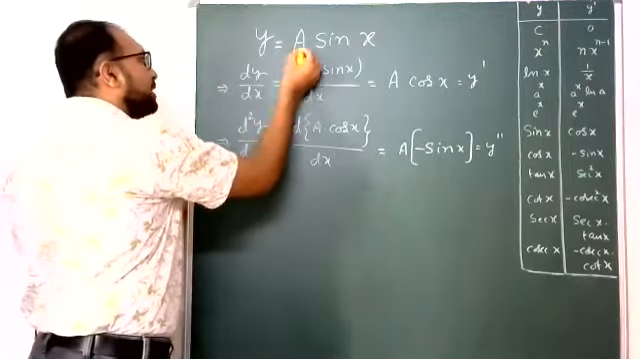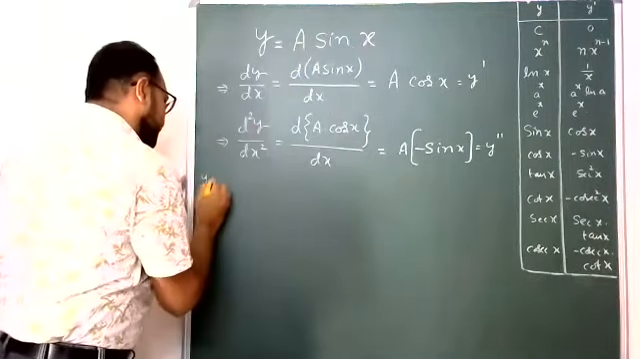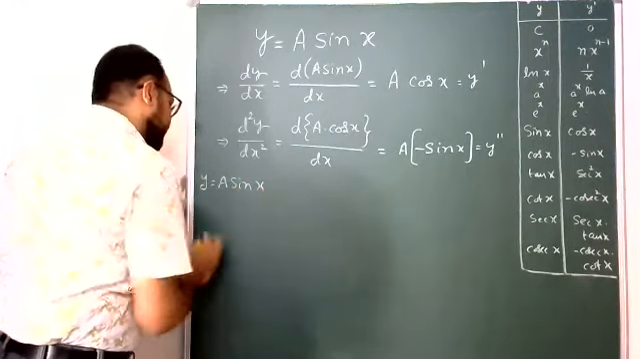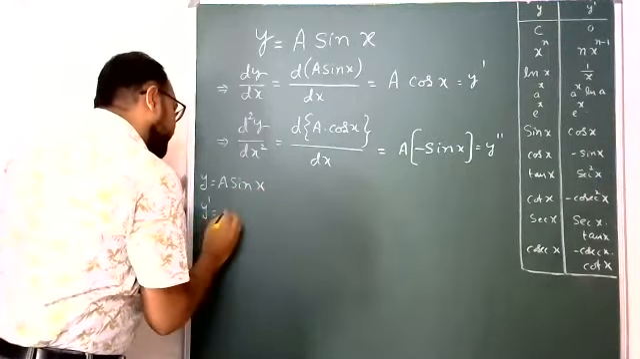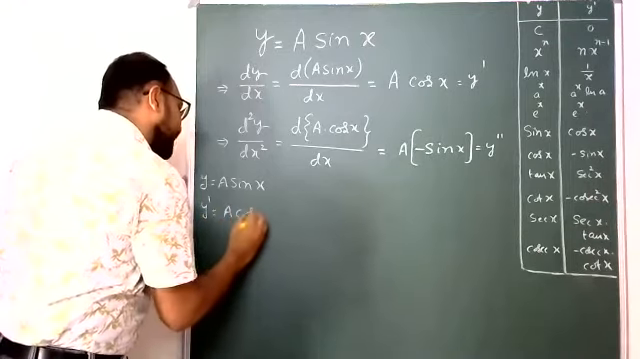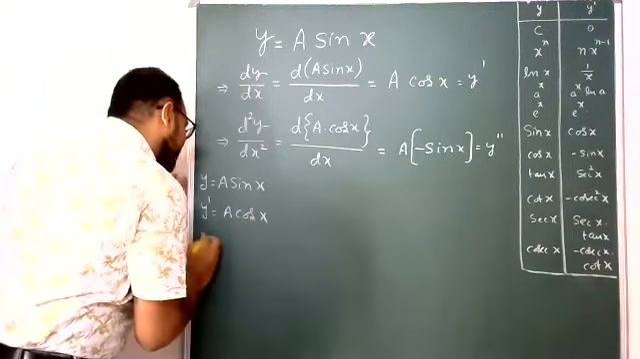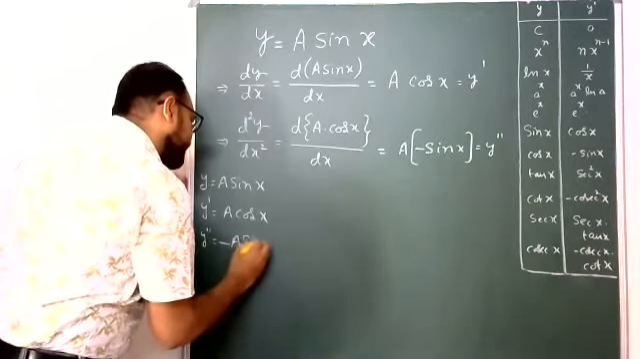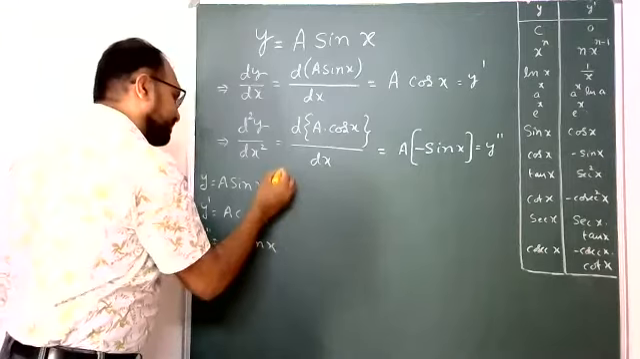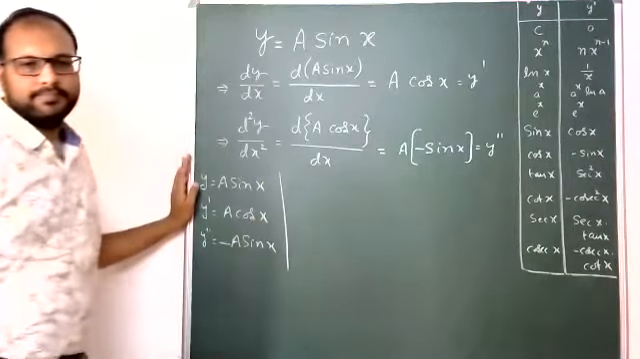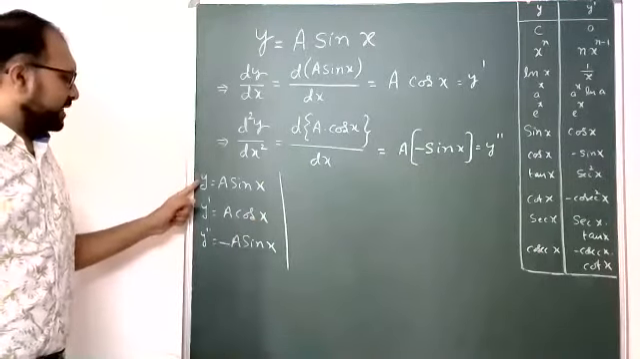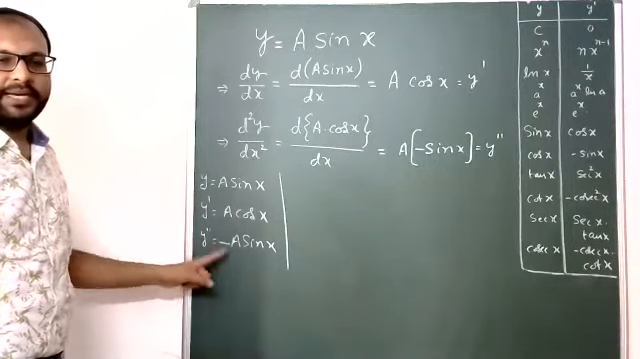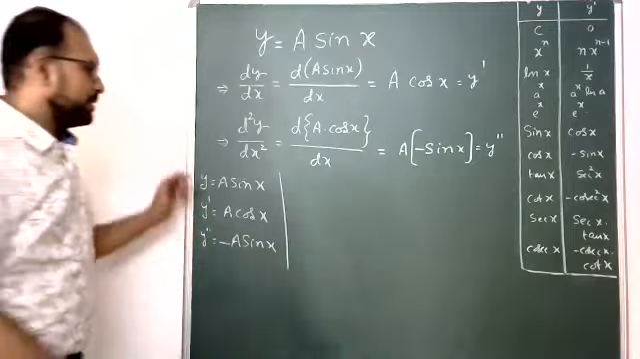Students, y equal to a sin x, one function. First derivative a cos x. Second derivative minus a sin x. So function, its derivative and again the second derivative are clear. Just wait.